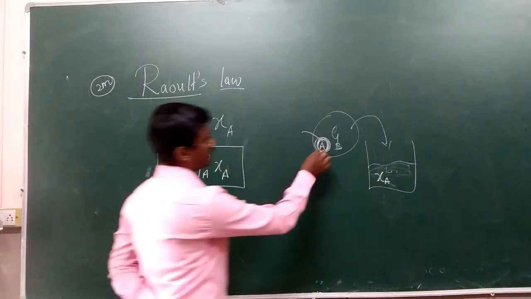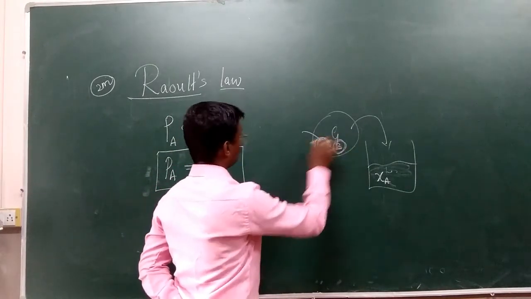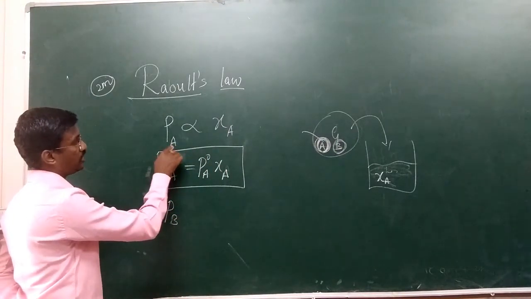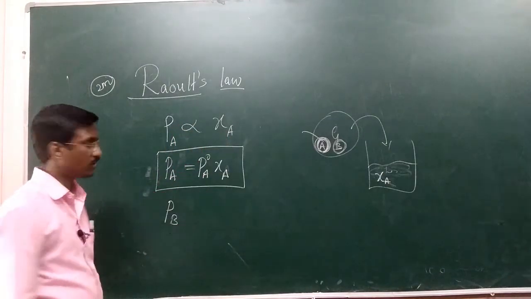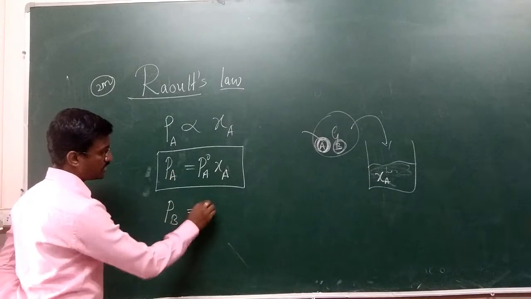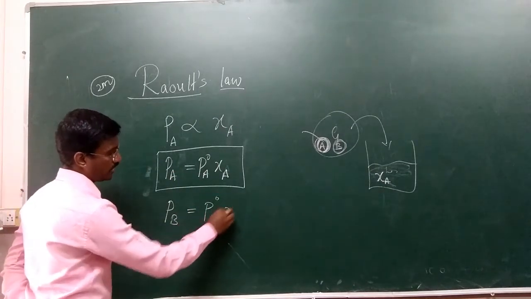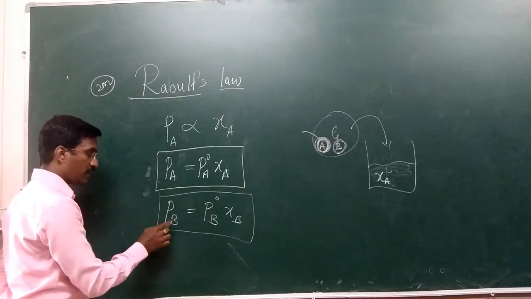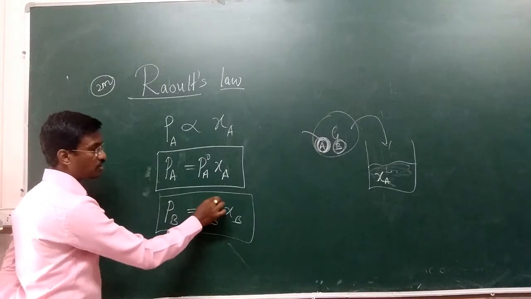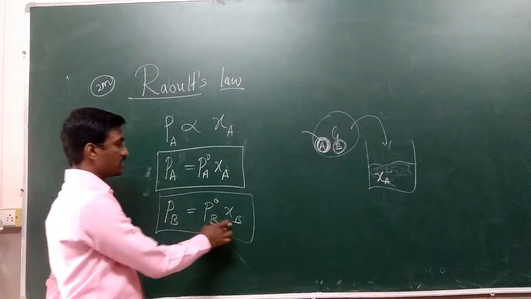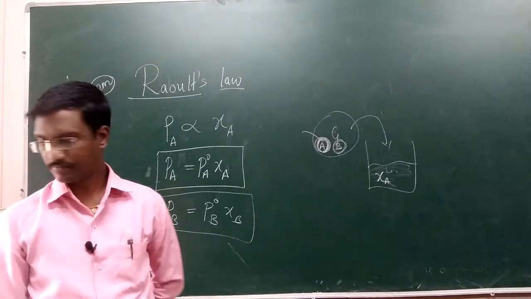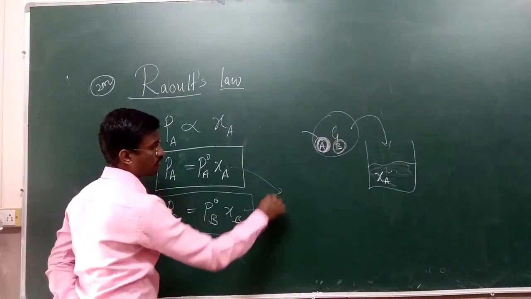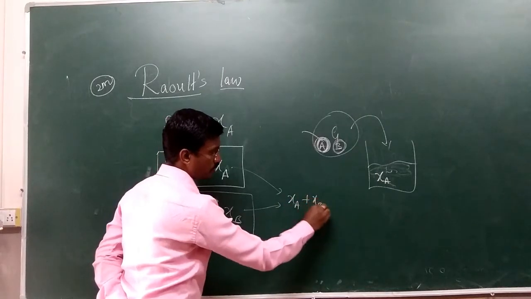Similarly, if there is another component, PB, the partial pressure of component B, is directly proportional to the mole fraction of component B. Therefore, I will directly write PB = PB naught into XB. Here PB is the partial pressure of component B, PB naught is the partial pressure of pure component B, and XB is the mole fraction of component B. So XA and XB are the mole fractions.